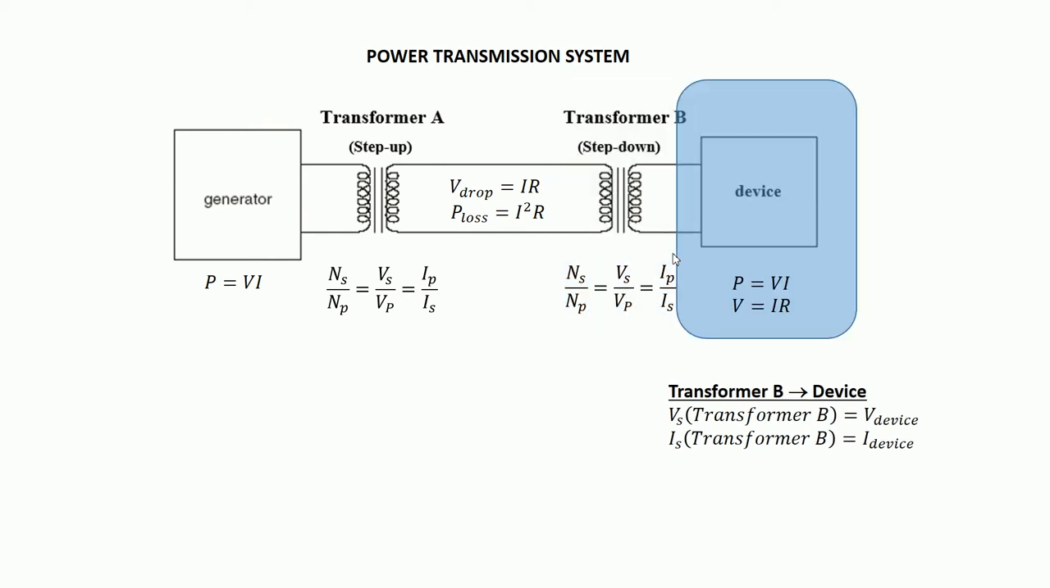First of all, the device. The device can use all the traditional P equals VI and V equals IR equations to be able to make calculations as well. Now for an example.